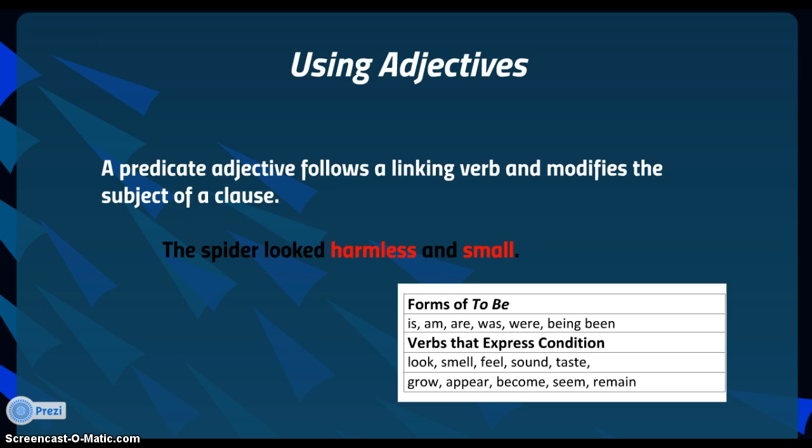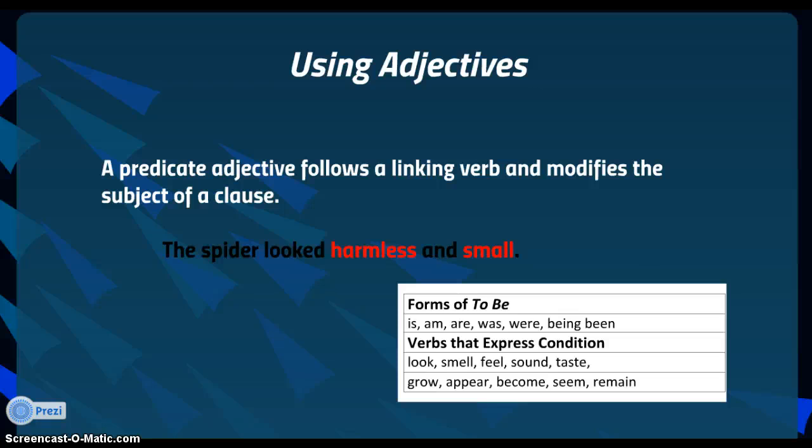And when you're using adjectives, you need to also understand something called a predicate adjective. A predicate adjective follows a linking verb and modifies the subject of a clause. So first, let's start off by looking at the example. The spider looked harmless and small. So now we have two adjectives, harmless and small. They're following the linking verb looked, and what they're modifying is the spider.